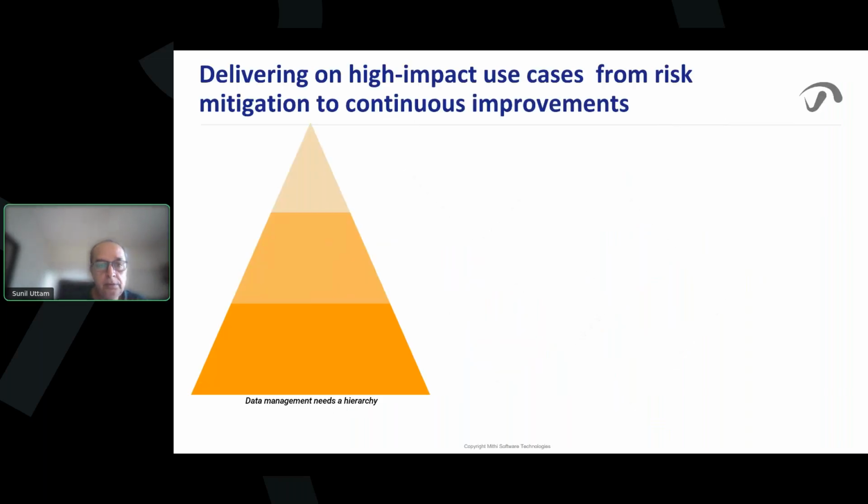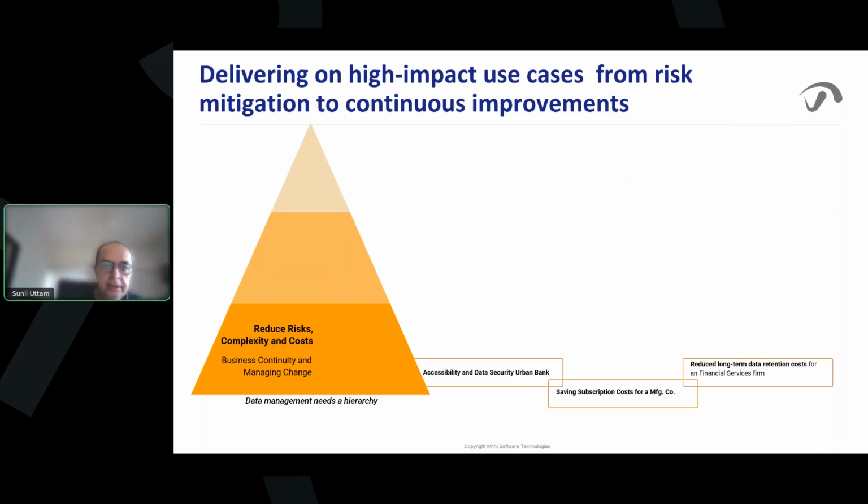Now, what we've done is we've looked at this hierarchy. Data management needs a hierarchy. The most foundational thing is cover risk. If the risk is covered, I can do more things. If the risk is not covered, I can do nothing, right? So the most foundational use of Vaultastic is covering risk, complexity, and cost.